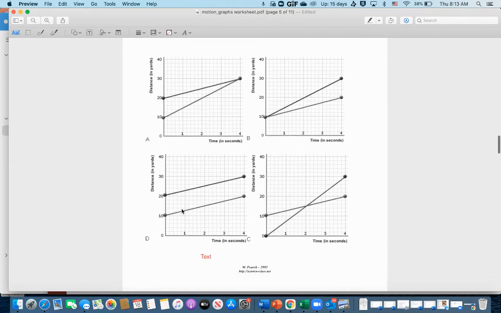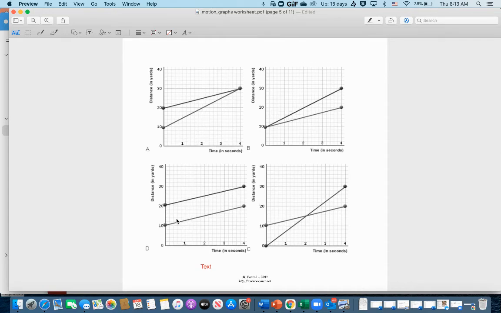All right, this one right here. I'm going from 10 to 20, so I'm covering 10 yards in 4 seconds. And this one I'm going from 20 to 30, so here I'm also covering 10 yards. So even though in this case they're starting at different spots and ending at different spots, they're both covering 10 yards in 4 seconds. If we take 10 yards divided by 4 seconds, that's 2.5 yards per second. They both have the same speed here. So it'd be this graph right here.